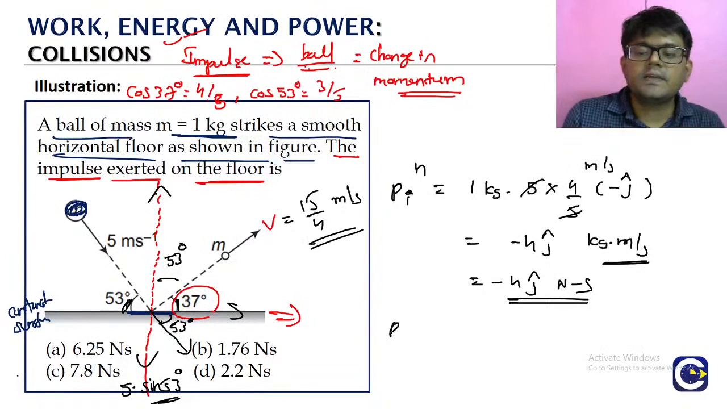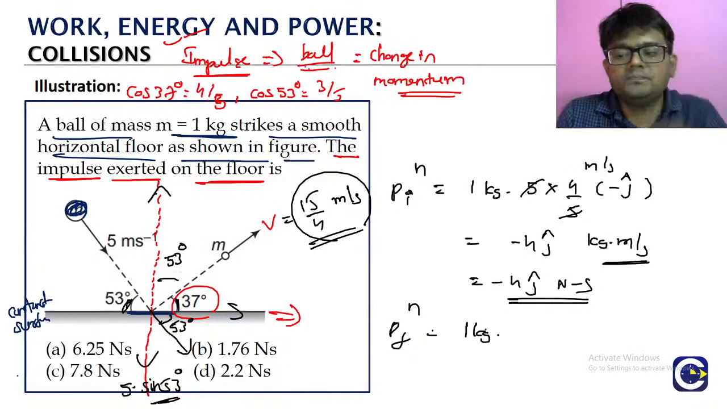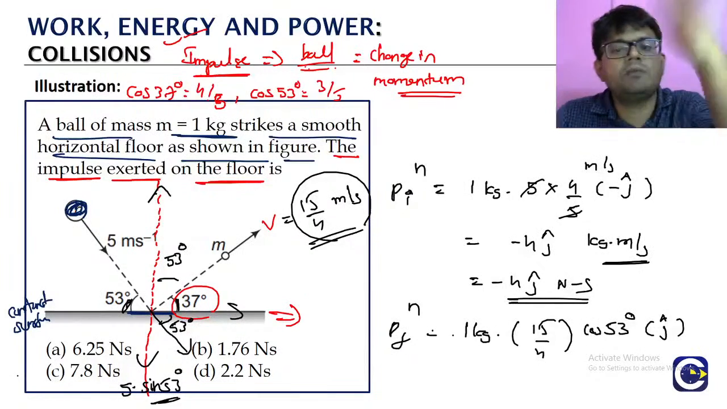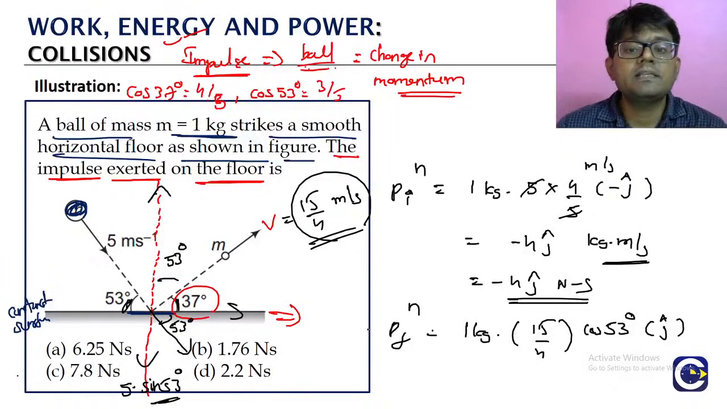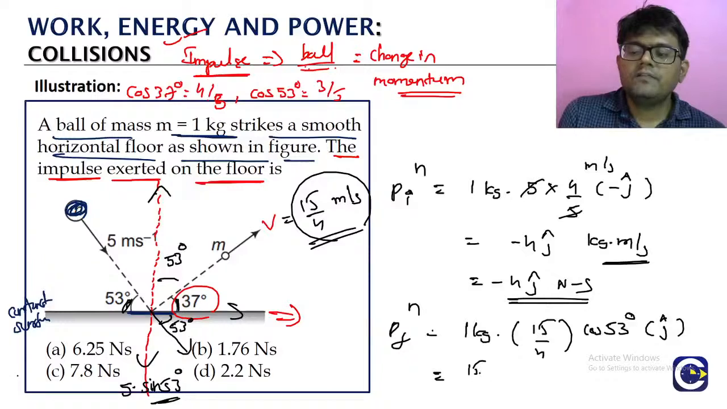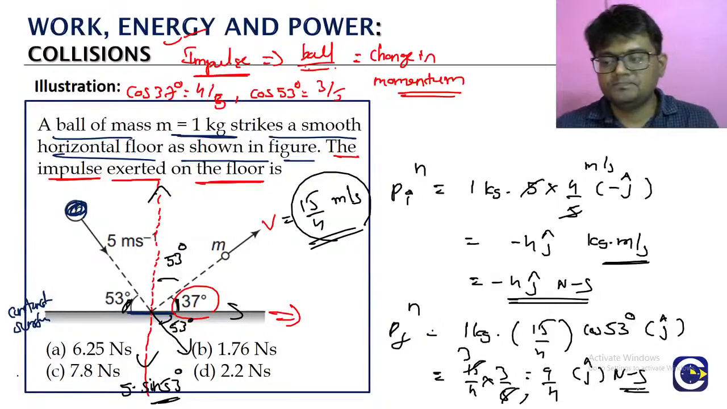Look at this. Normal line is what? Mass is 1 kg into 15 by 4 cos 53 will come. So 15 by 4 cos 53, that will be upwards, means it will be J cap. What is cos 53 means? 3 by 5. So look at this. 15 by 4 into 3 by 5, right? So 5 ones, 5 threes. That is 9 by 4 into J cap. That is also Newton into second.